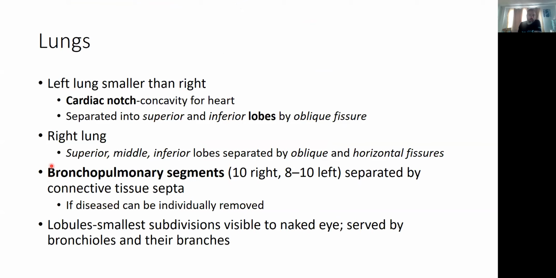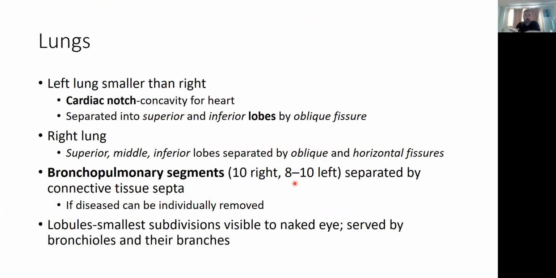In addition to the lobes that we've talked about already, we're also going to subdivide each lobe into these bronchopulmonary segments, or just simply segments. Again, there are more on the right than on the left because there's more lung on the right side. There are 10 on the right, and anywhere between 8 and 10 on the left. And these are useful because they are basically discrete little packages of lung, right? They are divided by connective tissue.